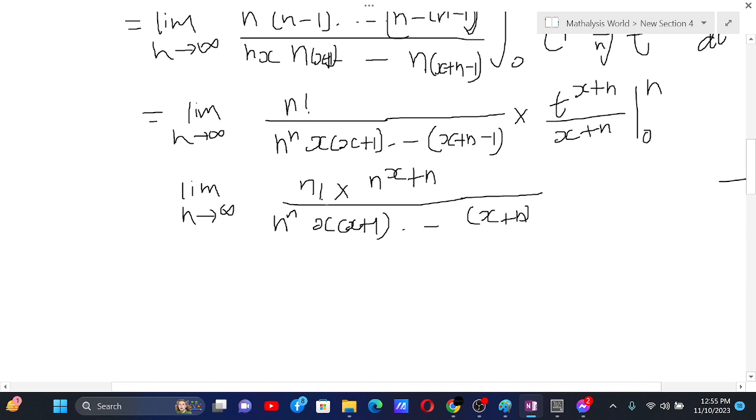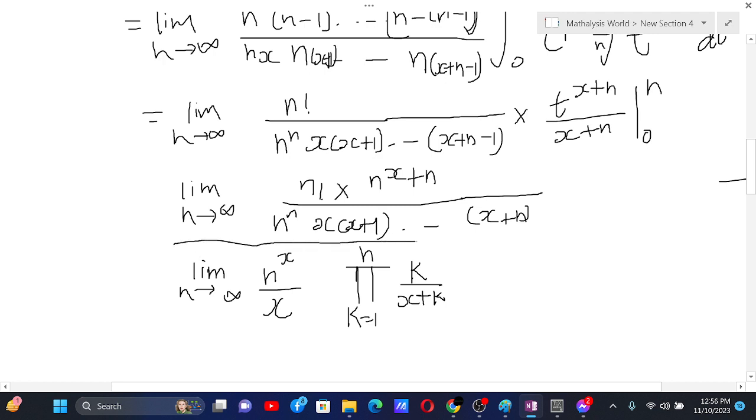Now we can cancel this out and get limit n tends to infinity n to the power x, and the other stuff can be written in the form of product. We can write it like this: product from k equals 1 to n of k by x plus k. Okay, so this k will give us 1 times 2 times up to n, that is n factorial, and x plus 1, x plus 2 up to x plus n will be given by this denominator, and the x is here in the front. So this is the Gauss representation of gamma function, and we have proved how it came.